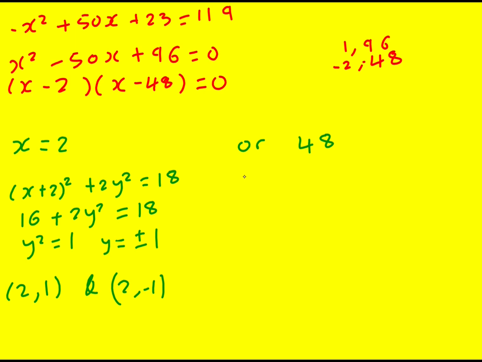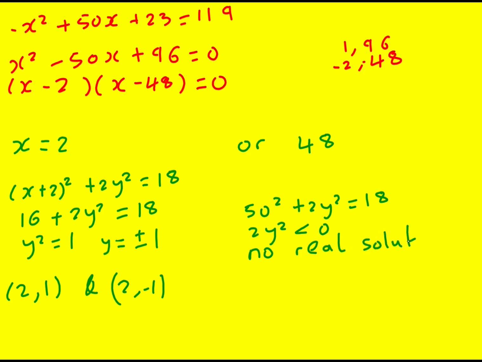What happens with 48? Let's take a look. We're going to get 50 squared, quite big, plus 2y squared is 18. And that means that 2y squared is going to be less than 0 for sure, because 50 squared is going to be really big. And that means there's no real solutions here. Okay, so the only ones we're interested in are 2, 1 and 2, minus 1.